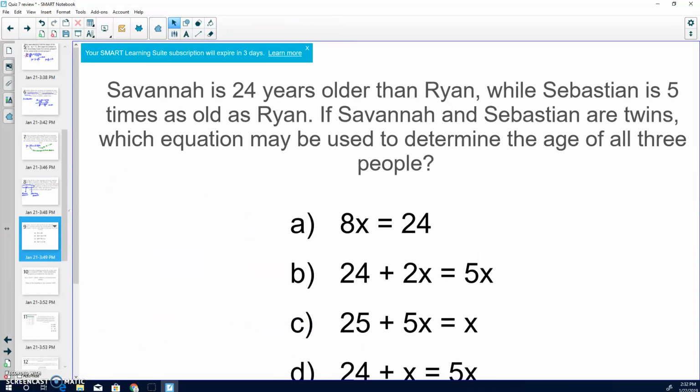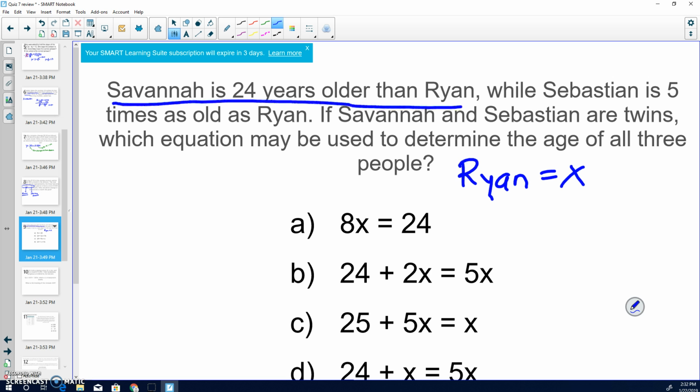Savannah is 24 years older than Ryan, while Sebastian is 5 times as old as Ryan. If Savannah and Sebastian are twins, which equation may be used to determine the age of all 3 people? So I don't know Ryan's age, so I'm going to put Ryan as x. And it says Savannah is 24 years older than Ryan. So Savannah is 24 plus x. Sebastian is 5 times as old as Ryan.